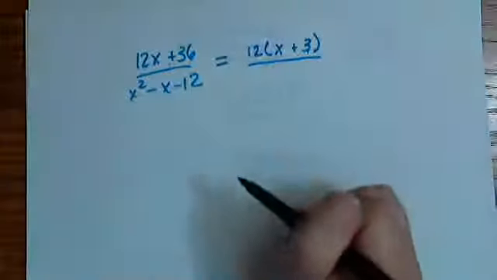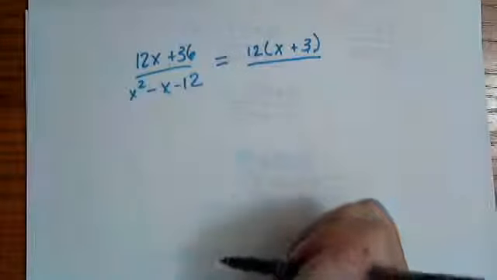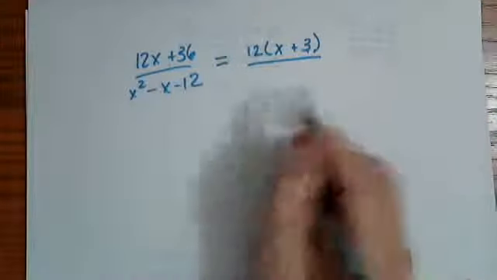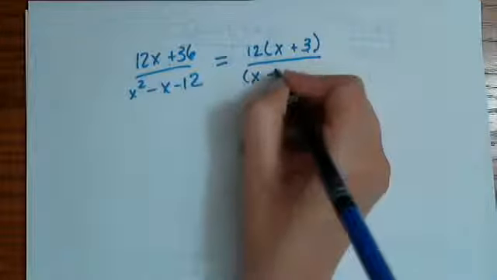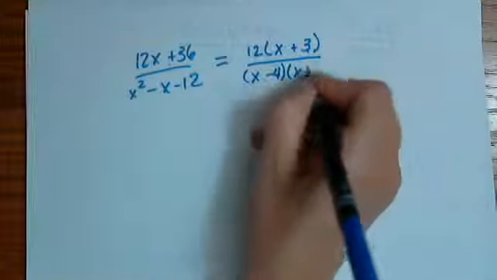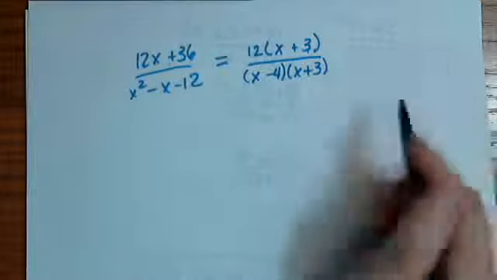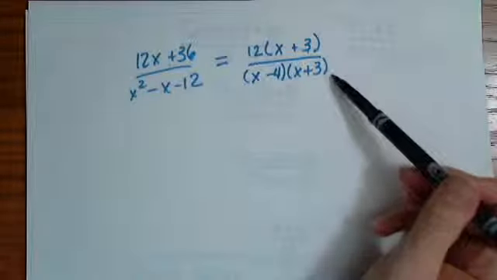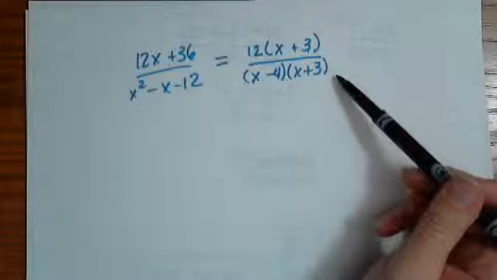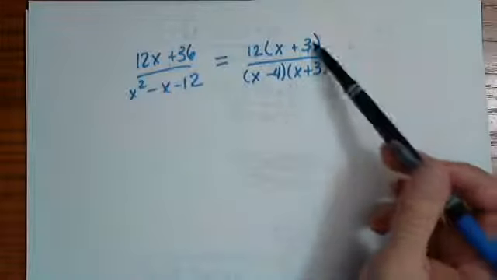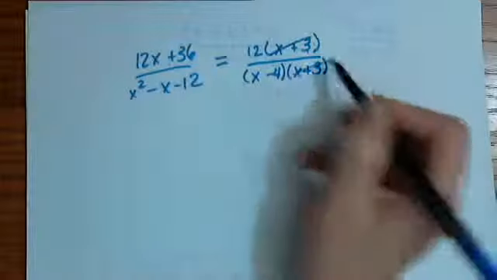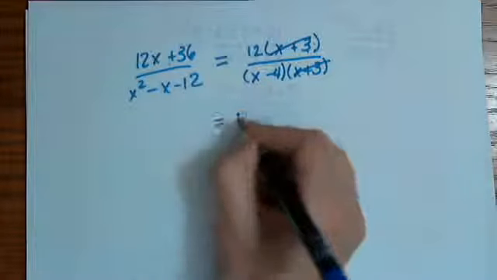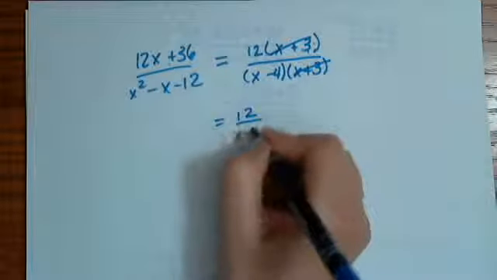Okay, there we go. How about factoring the bottom? If you're getting good at factoring, you should be able to factor this without even thinking about it. It's going to be an x minus 4 and an x plus 3. If you need to take another second to prove that to yourself, please pause the video and make sure that you do. Now I've got an x plus 3 on the top and an x plus 3 on the bottom. Those whole groups cancel off, and I have 12 over x minus 4.